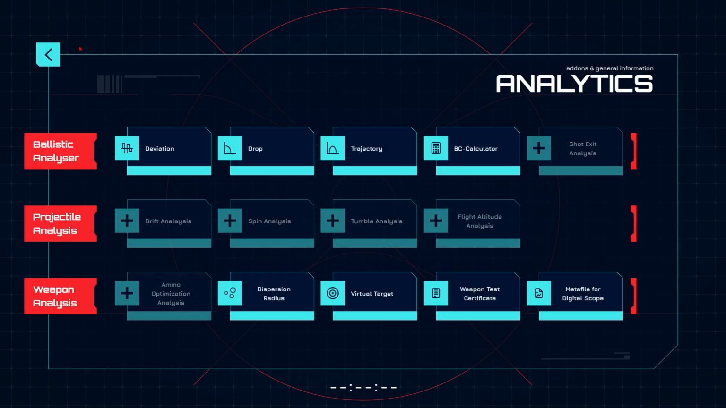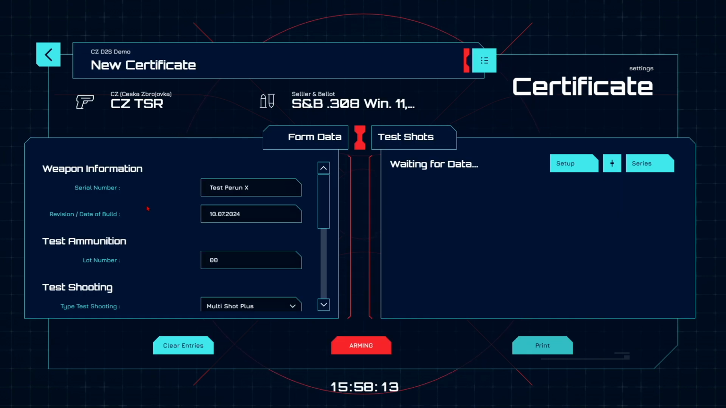As usual, we start with the analytics modules here, and we select the tile labeled Weapon Test Certificate. On the left side you have your general information, and on the right side you would see your individual shots that were shot for the certificate. Right now we have the input values for our last certificate, and in order to create a new one we press the Clear Entries button down here, and then we can input whatever we like.